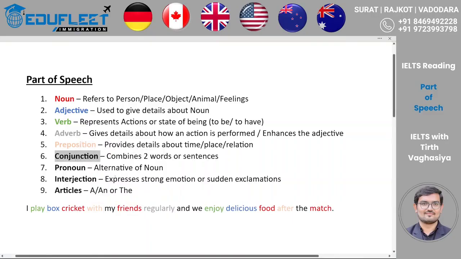Let's look at the conjunction. What is conjunction? Conjunction is the term that combines two words or sentences.